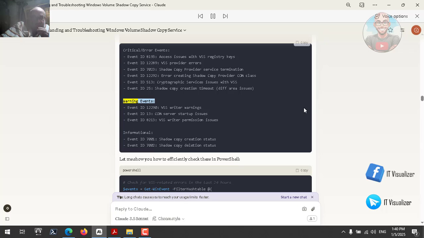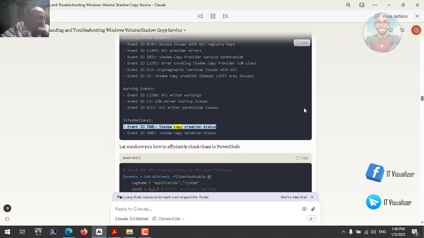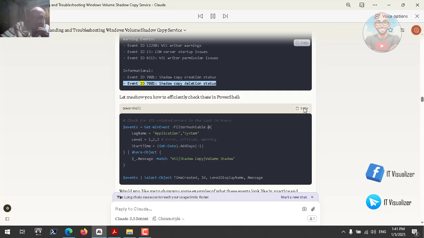Diff area issues. Warning events. Event ID 12290: VSS writer warnings. Event ID 13: COM server startup issues. Event ID 8213: VSS writer permission issues. Informational. Event ID 7001: shadow copy creation status. Event ID 7002: shadow copy deletion status.